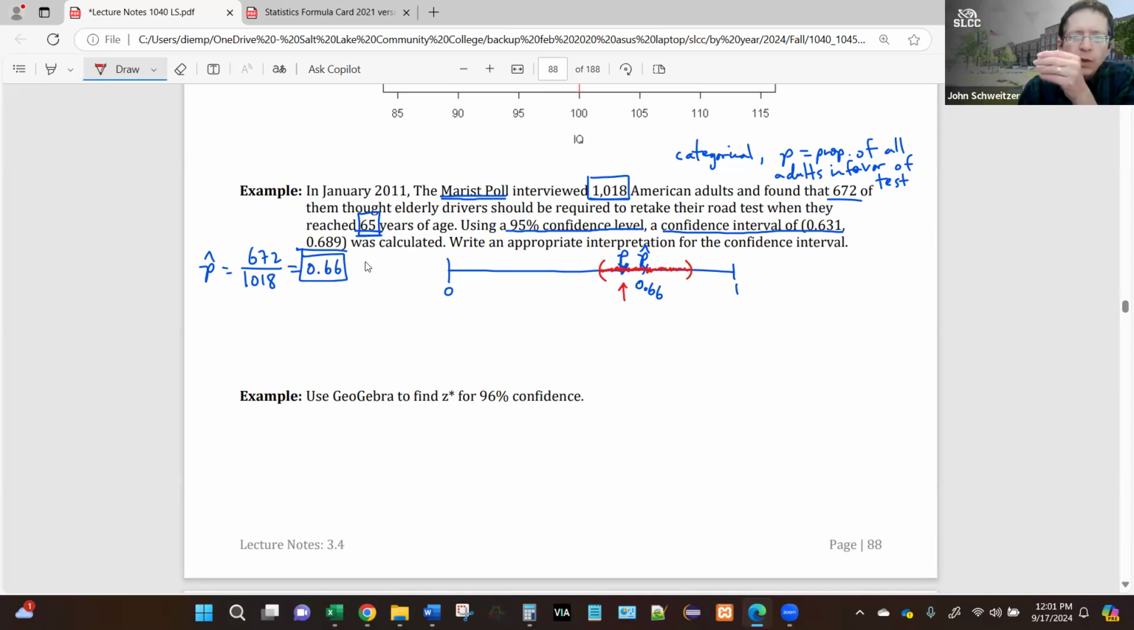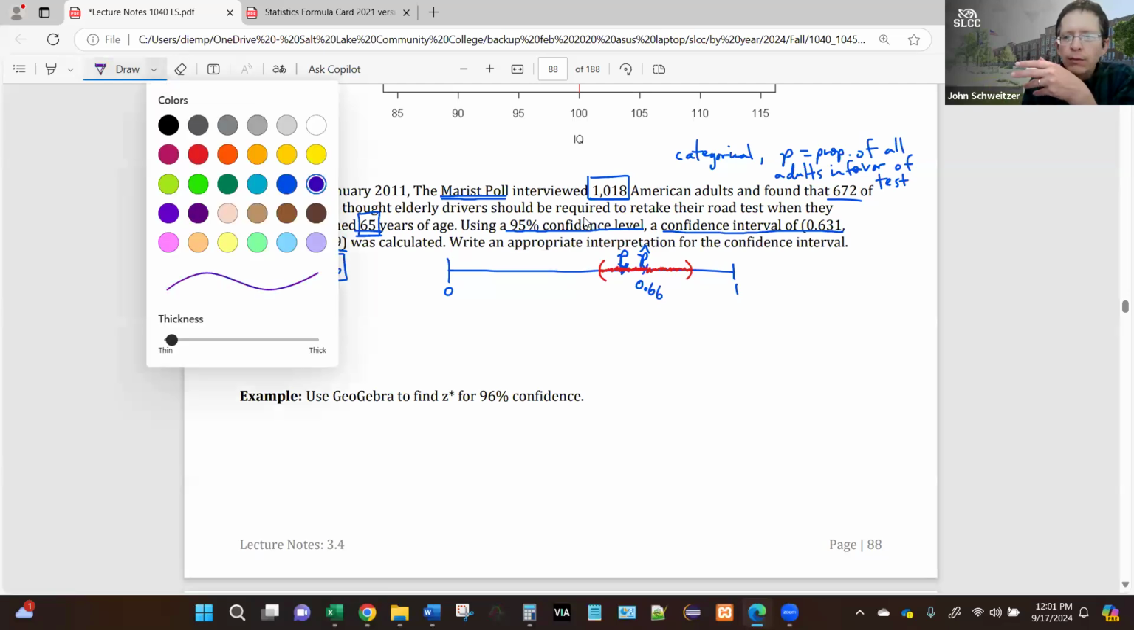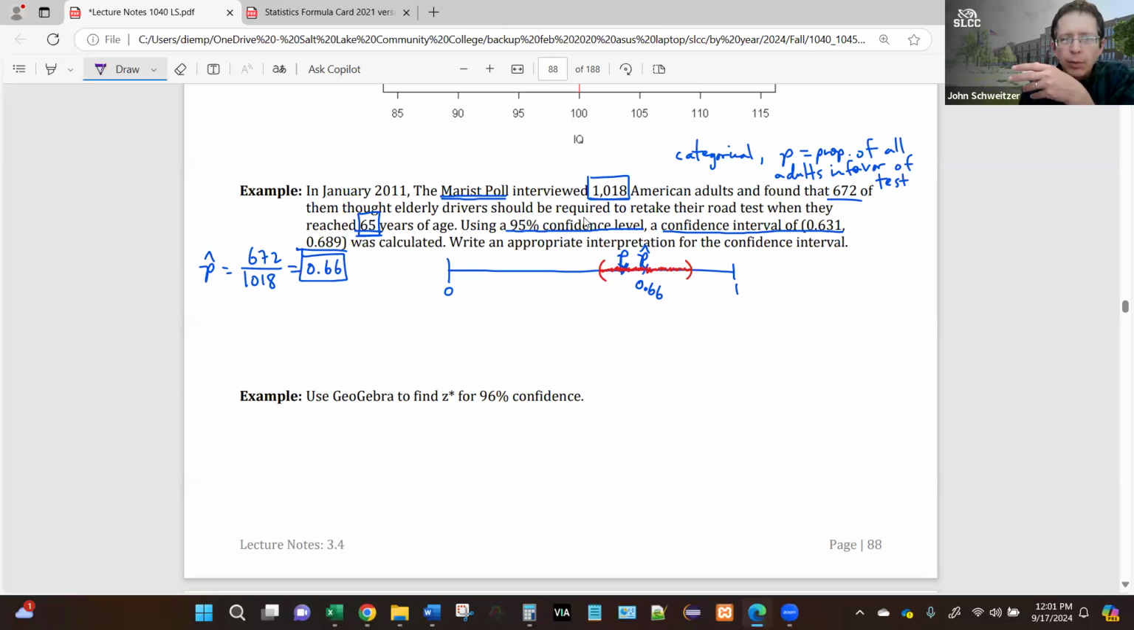You can think of the confidence interval as a net. It's like a one-dimensional net that we're throwing at the number line between 0 and 1 with the hopes of capturing P. So what's the right end point of that net? That's the 0.689. What's the left end point? That's the 0.631. Does this graph make sense to you guys? This drawing here. So it's a list of plausible values that could possibly equal P.